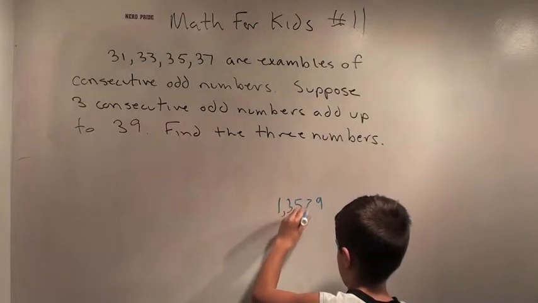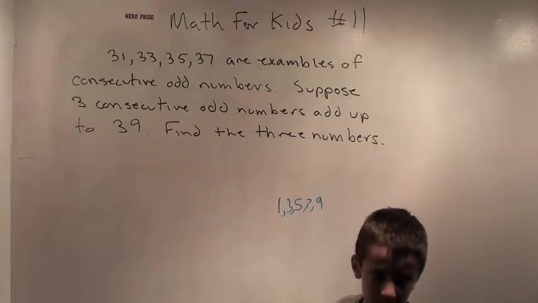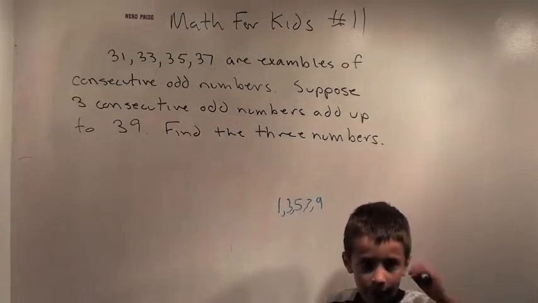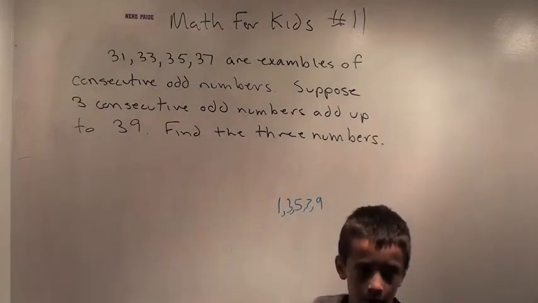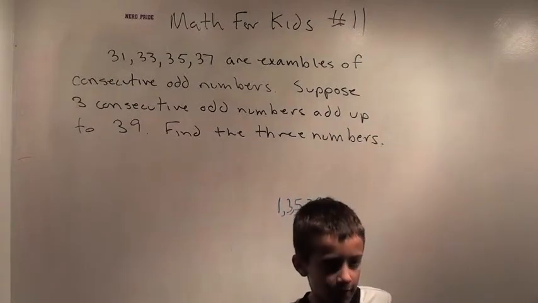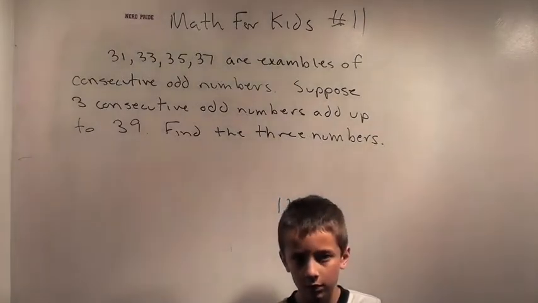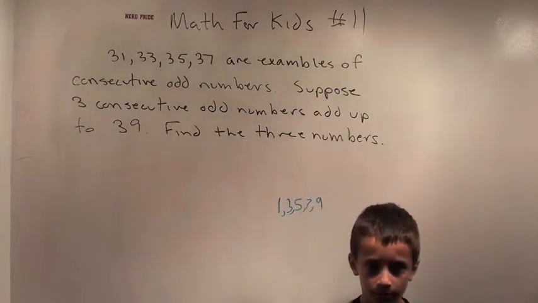So how do you make consecutive odd numbers? You skip the evens, and where do you start? Did I start at 1? At 31? No. So where do you start? You start at some odd number. Could I start at 5? Yeah, you could.